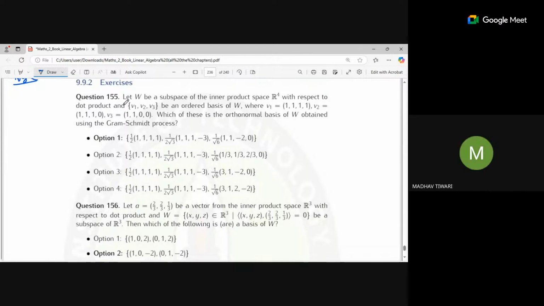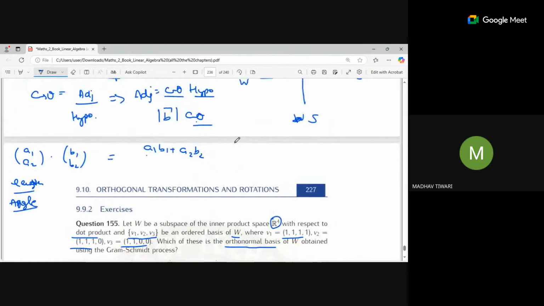Next key part is this. W is a subspace given with respect to the inner product on R4, and we need to use the dot product. Three vectors are there, an ordered basis for W, where V1 is this, V2 is this, and V3 is this. So now you have to use the Gram-Schmidt method to get an orthonormal basis.